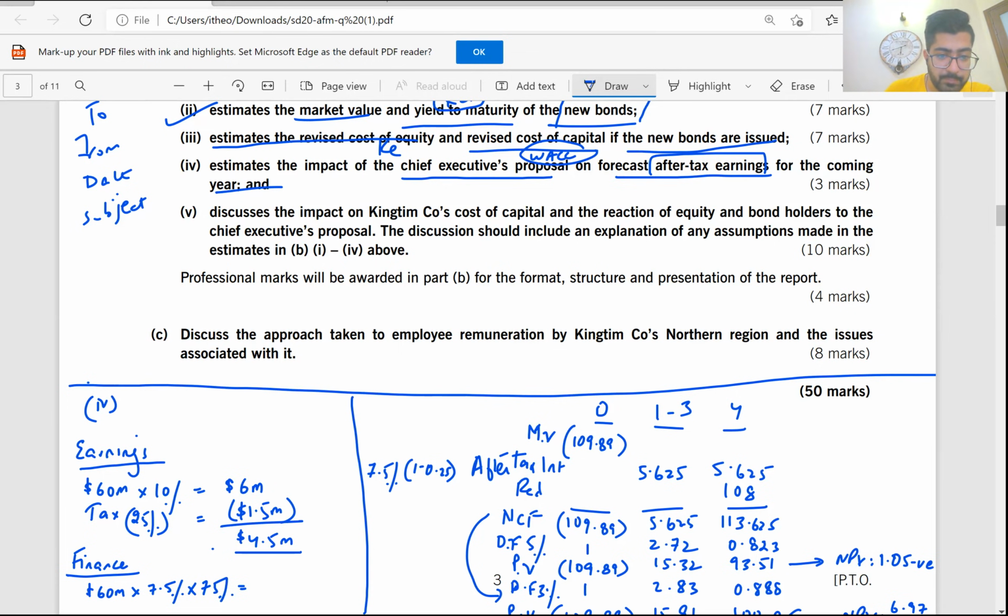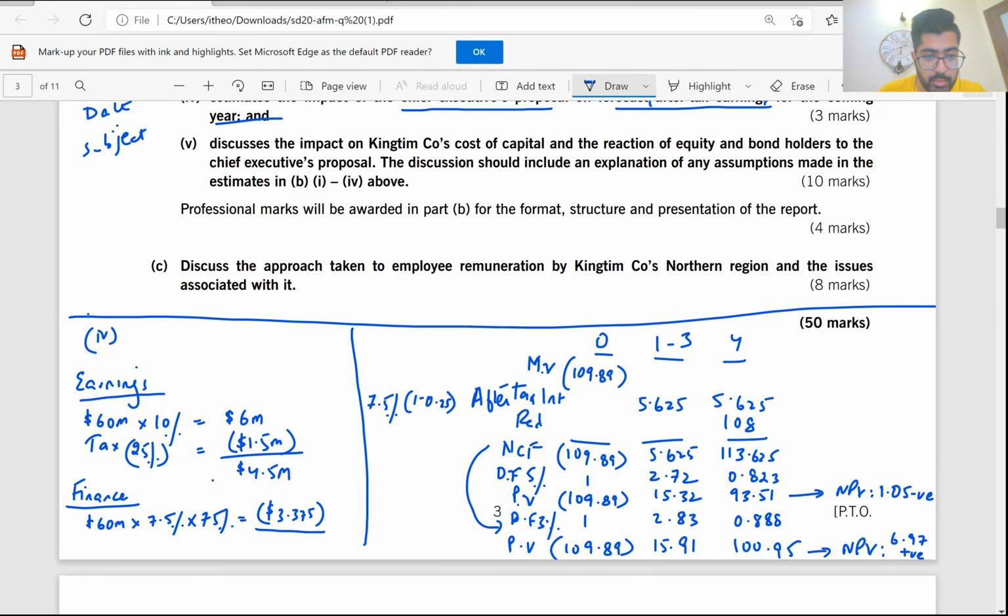So this is going to be $3.375 million. So the CEO's proposal will result in a benefit of 10%, but after tax 4.5 million. But it will create a finance cost as well, 3.375 million. So the net benefit of the CEO's proposal would be a benefit of 1.125 million. It's so easy, and it's giving you 3 marks. Okay, you can copy this as well.